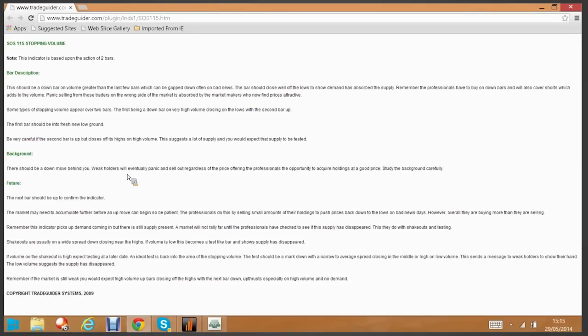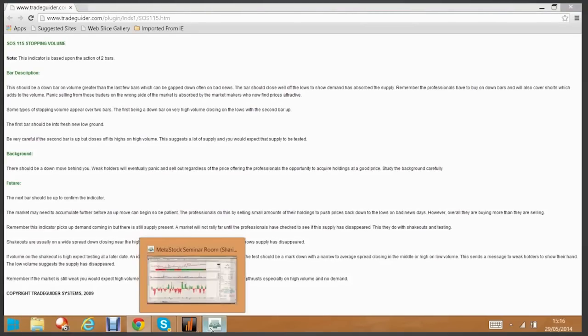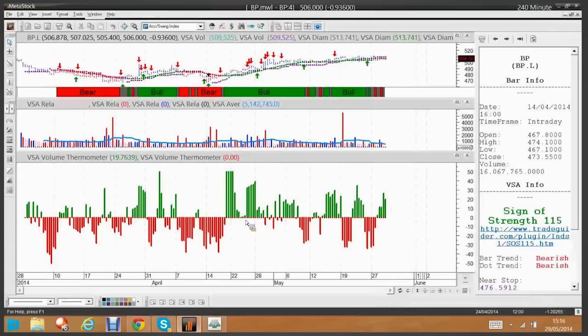So there should be a down move behind you. Okay, well, we know for a fact there was a down move and we can see it. So we had a down move behind us, just here. So we know that everything in that indicator is correct. But the problem is, why would I buy here? We're still in a downtrend.